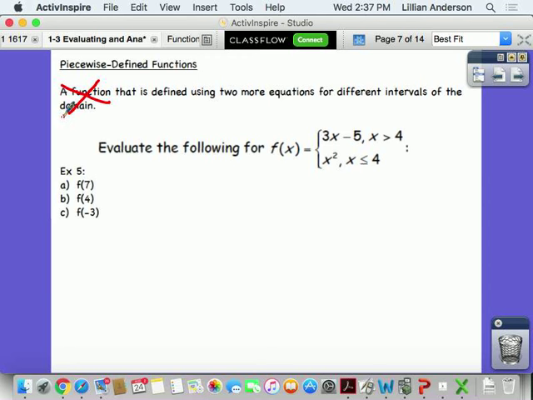But to evaluate these, don't worry, don't stress, it's actually pretty simple. Depending on what they're asking you to find or evaluate, you just got to make sure you're plugging it into the right part of the piecewise function. Okay? And to do that, you look at the value.